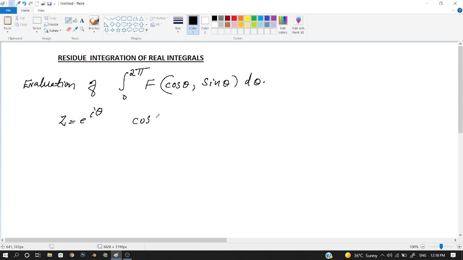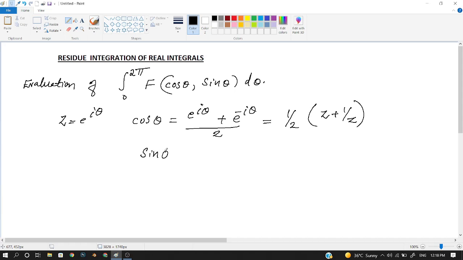and we know cos theta equal to e raised to i theta plus e raised to minus i theta divided by 2, and this is equal to 1 by 2 into z plus 1 by z, and also sin theta is equal to e raised to i theta minus e raised to minus i theta divided by 2, and this is equal to 1 by 2i into z minus 1 by z.